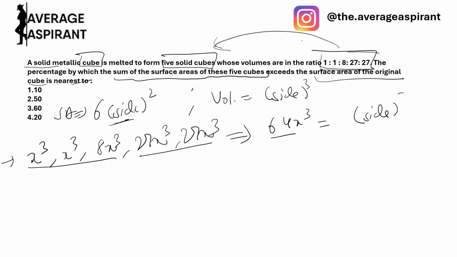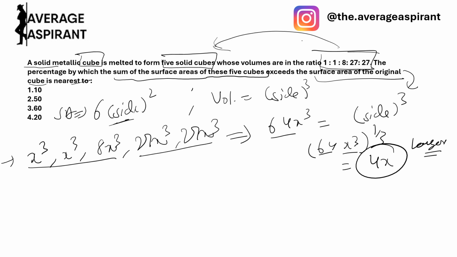The side cube of the original cube. So side of the original cube would be what? 64 x cube power 1 by 3. 64 is 4 to the power 3 and x cube is x to the power 3. So your side is 4x. This is the larger cube. Similarly, these are the volumes of smaller cubes.